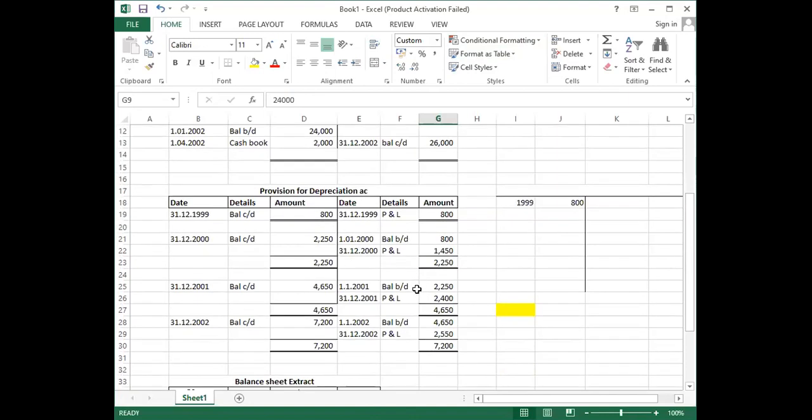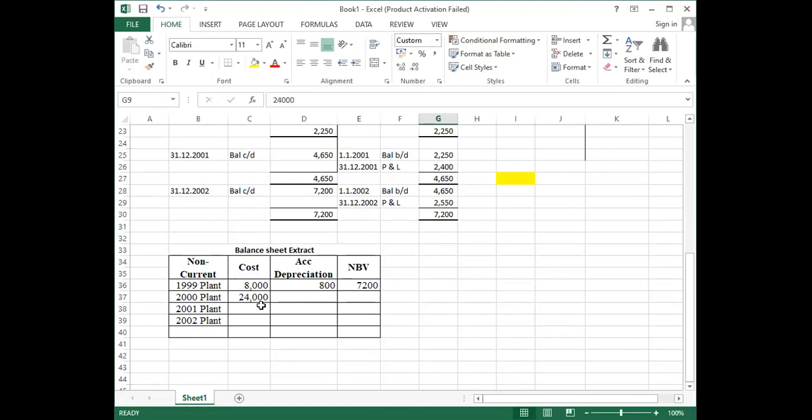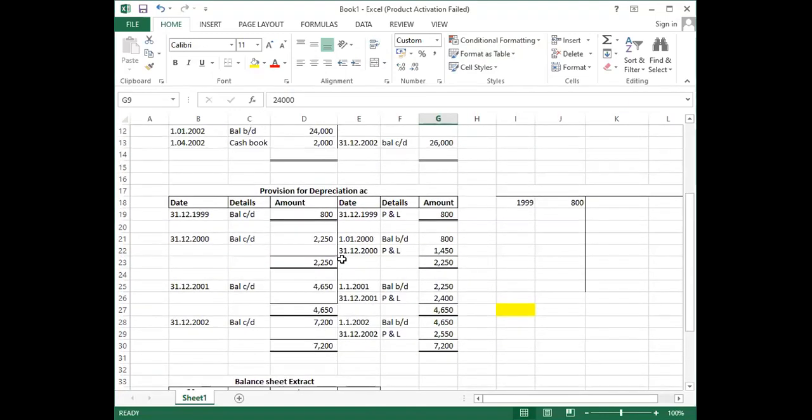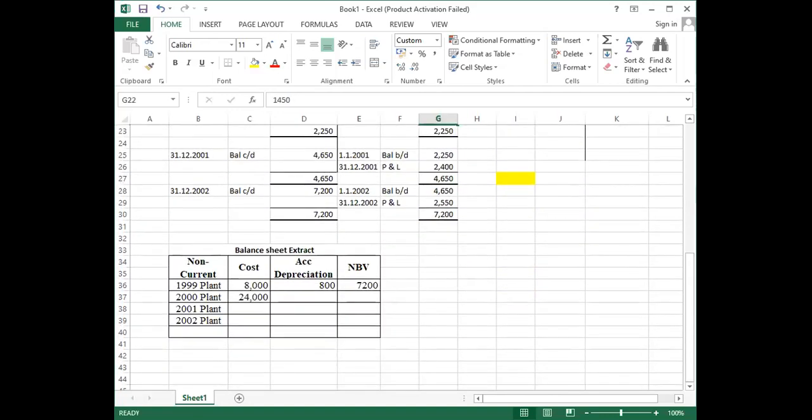True or false? 24,000. And therefore, what will be the depreciation? Depreciation, you have it here. Year 2000, you are 1450. True or false?